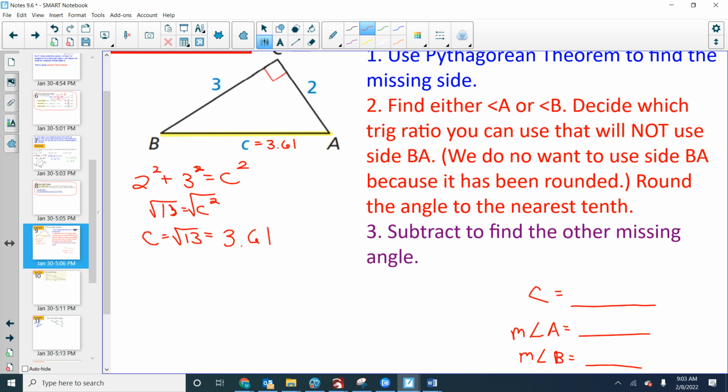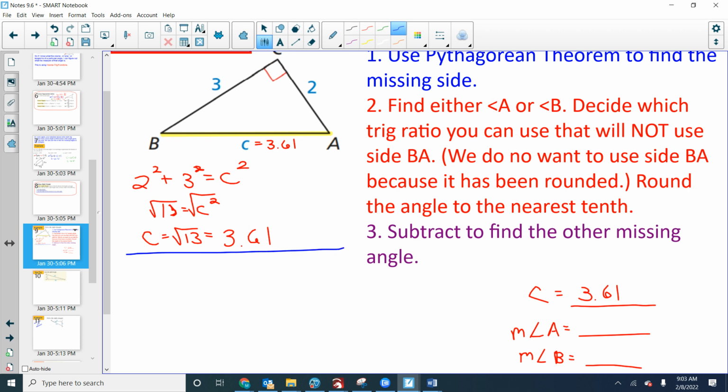So we've already done side C. It was 3.61. Now, I feel pretty confident in that, but I will admit, it's a rounded answer. And if I need to use 2 sides for any calculations in the future, I probably want to stay away from that side just because it's rounded. And if I type something in accidentally and got it wrong, I don't want to use that wrong answer in my future calculations. You understand that? Okay. So now we're going to uncover some angles.